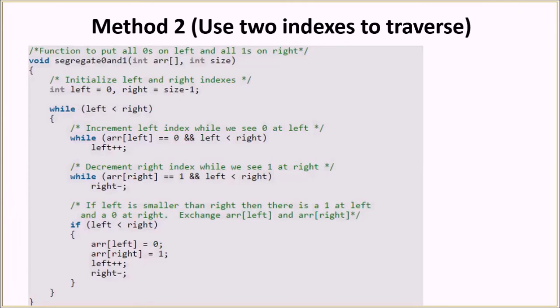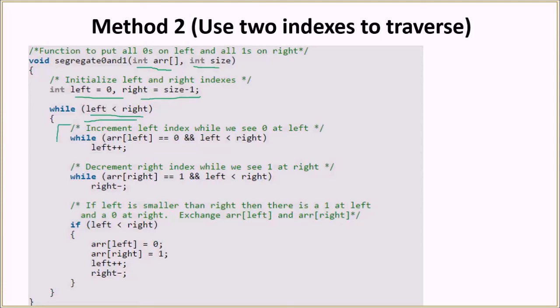So in this function, as we saw in the driver function, we have the array and its size. Then we do the initialization steps. We initialize left with 0 and right with size - 1. Then we run a while loop till left is smaller than right. Once left is greater than right, then we would have traversed the whole array and would have got the output array. So we run a loop having the condition left should be smaller than right.